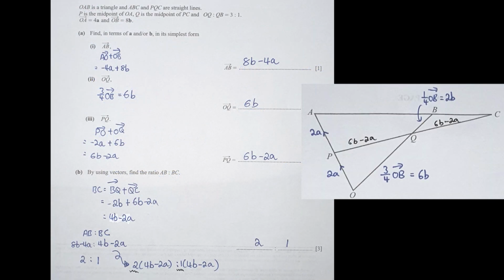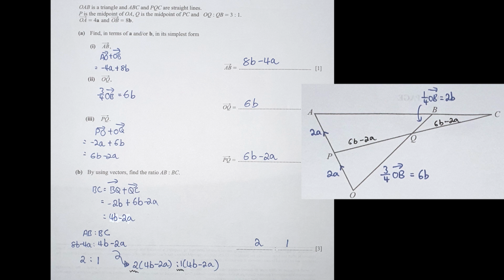Question 11, part A. Before I even run the calculation, I would first complete the diagram with whatever information I have. So OA is actually 4a and P is the midpoint of OA. So immediately I will know that OP is actually 2a and PA is another 2a.